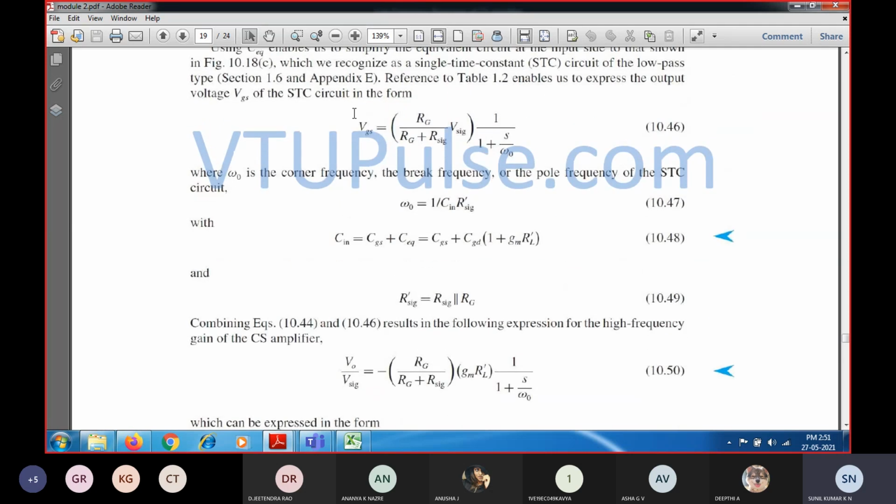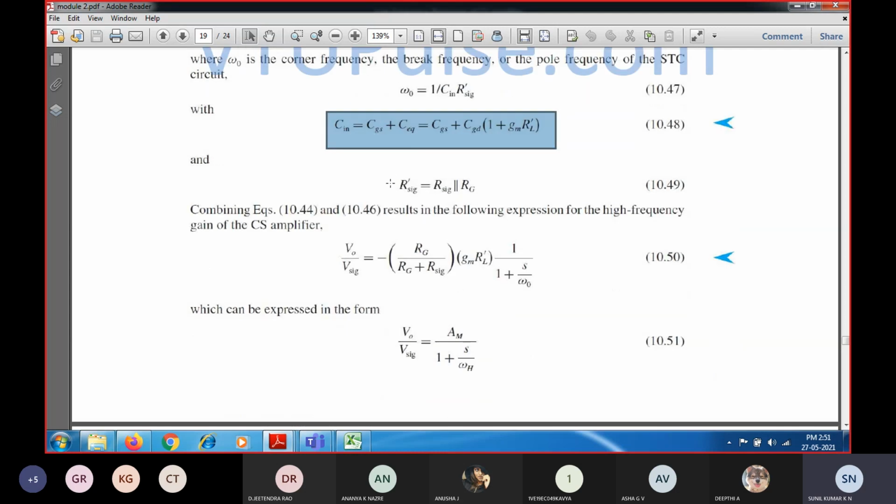So we have just obtained the value of the input voltage, the signal voltage across the gate to source capacitance, and we have found out the value of the input capacitance. That is the single reactance value, which will be equal to C in equals CGS plus CGD plus C equivalent. So you find a single reactance component, and one resistance component we have also done. That is equivalent to R signal in parallel with RG. This is the resistance equivalent which you observe at the input side of the path. So this is the single capacitance, and this is the single resistance.